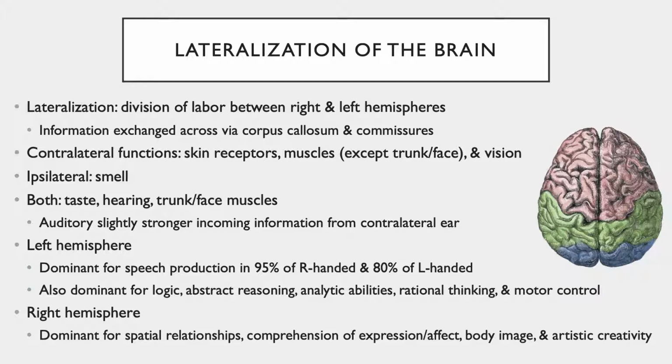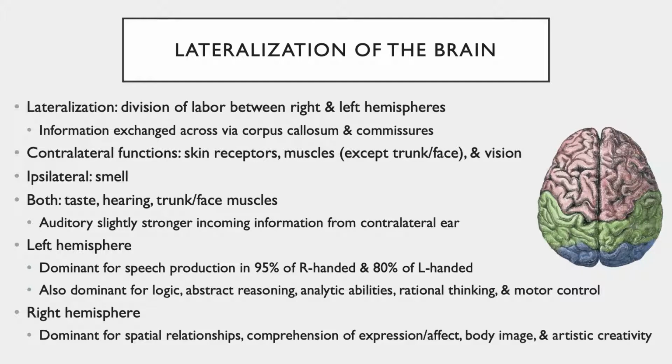We'll start by discussing lateralization of the brain. Lateralization refers to the division of labor between the right hemisphere and the left hemisphere of the brain. Information crosses from one hemisphere to the other through tracts of white matter, the most notable of which is the corpus callosum, but in addition to the corpus callosum, there are also tracts known as commissures.